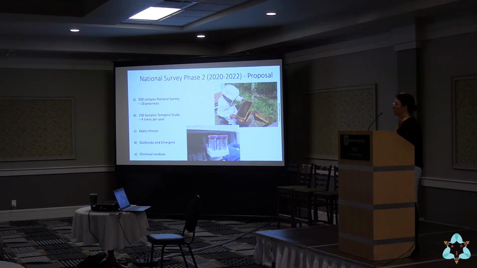We also decided to expand the chemical residues. Last time we only sampled and analyzed the bee bread samples for neonics. This time we would like to check for other agricultural pesticides, as well as miticides, antibiotic residues, and fungicides. So we want to rotate, but check all the samples for that because I think it's very valuable.